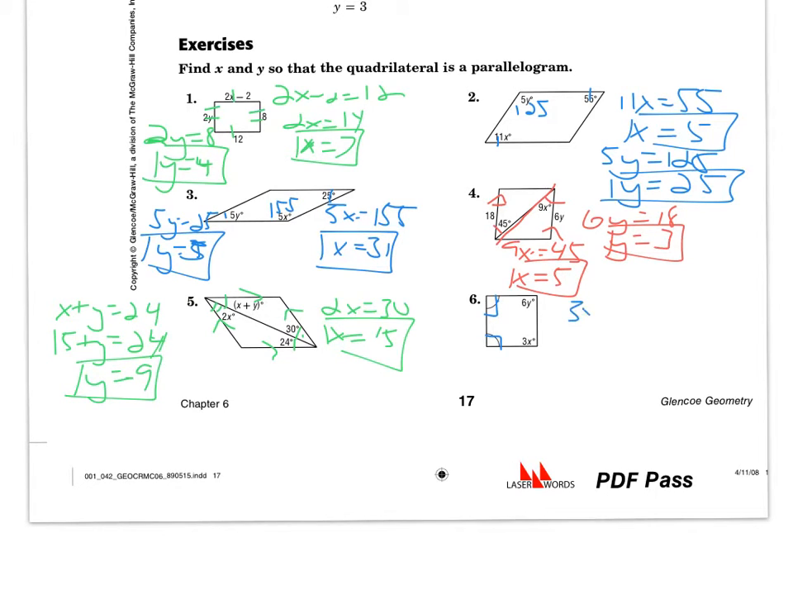So 3x equals 90, and 6y equals 90. And I can solve both of those. x equals 30, and y equals, what's that going to come out to? 45 over 3? That doesn't make any sense. 15. Okay, can't divide today.